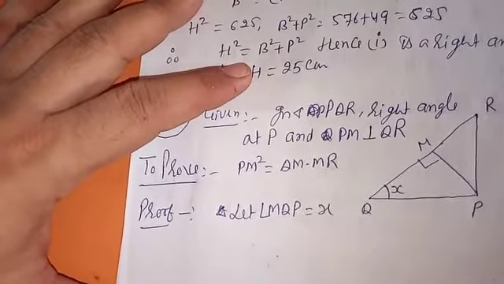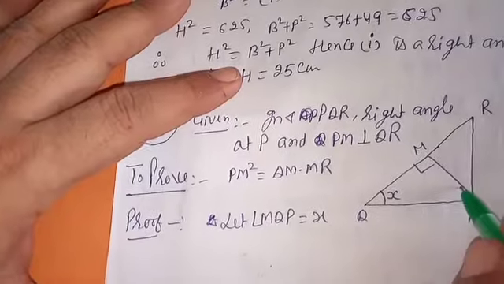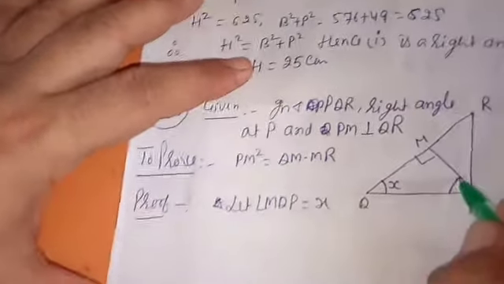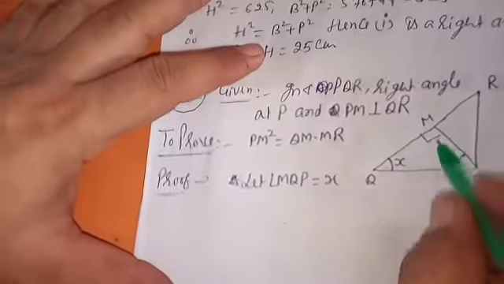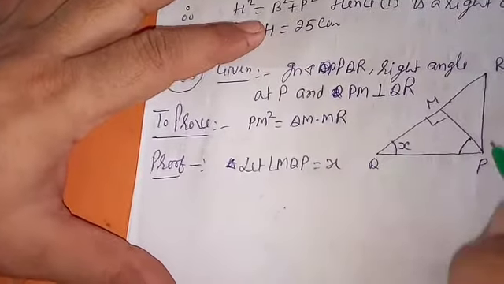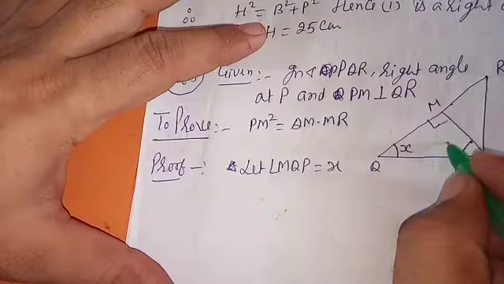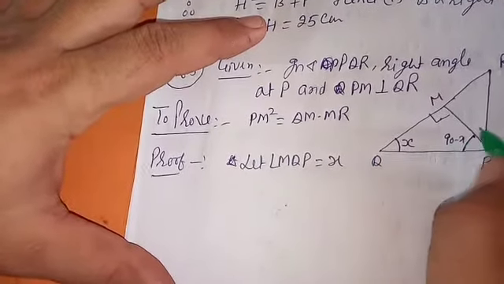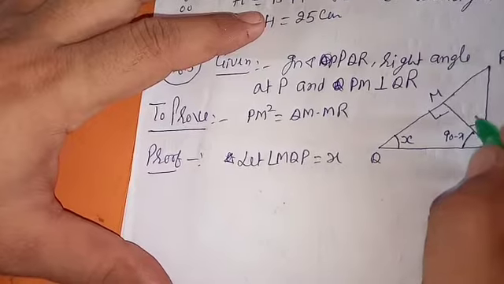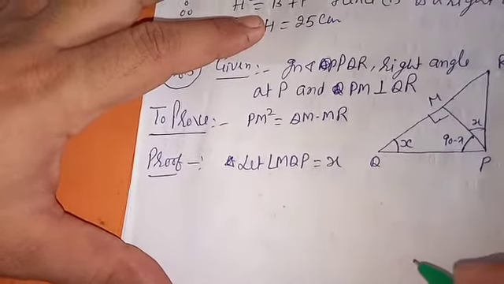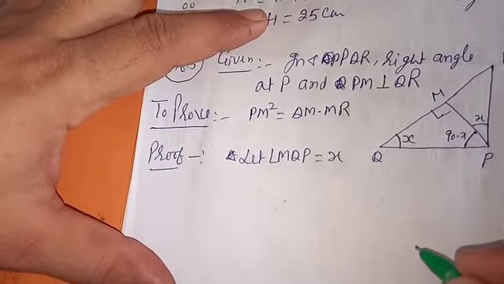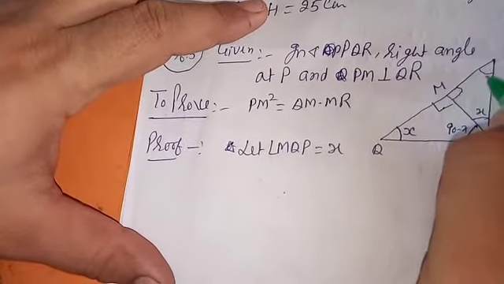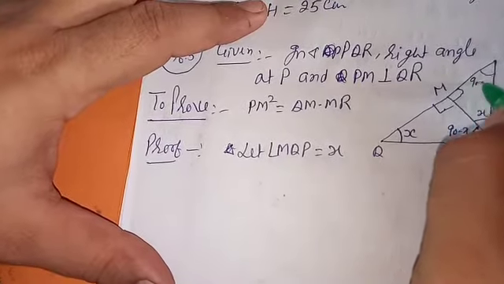So this angle is what? This is 90, 90 plus x. So this is 90 minus x. So what's the value of this angle? X. Understood? This angle is 90 degree. This is what? 90 minus x.